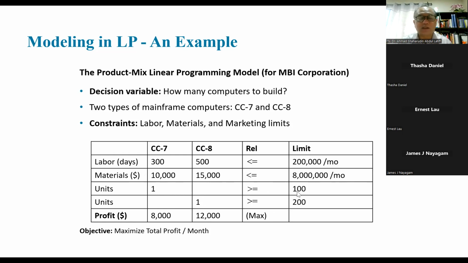So the limit is you can have 100 with this amount of labor and material. You can only produce 1 unit. You will get $8,000 profit margin. And then for CC8, for 1 unit, you spend 500 labor days, materials of 15,000, and your profit will be 12,000. The maximum number of units for CC7 can be more than or equal to 100, and units for CC8 is more than or equal to 100.